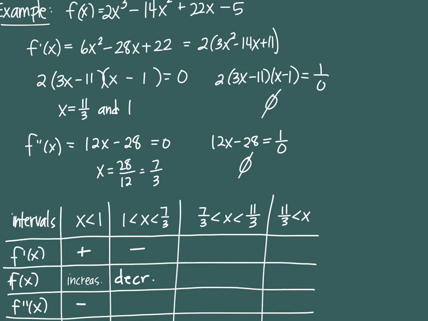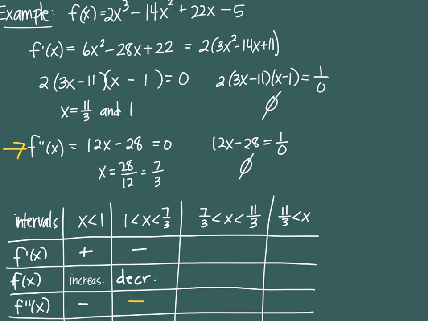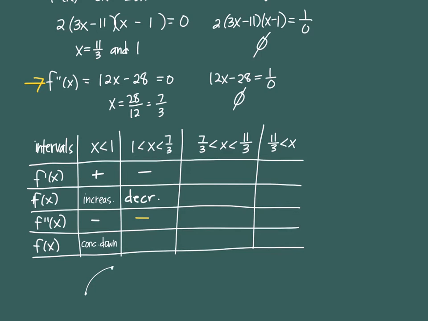And then I want to take that same number 2 and I want to test it in the second derivative. So I'm going to plug that in right here, and plug the number 2 in there. That's 2 times 12, which is 24, minus 28. That's also negative. And so I've got concave down again.